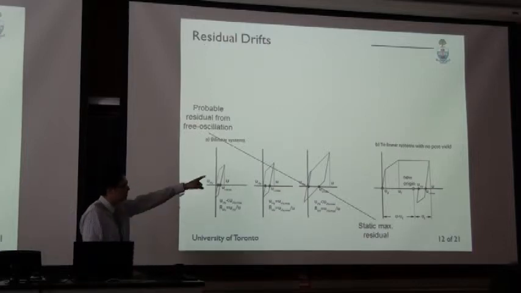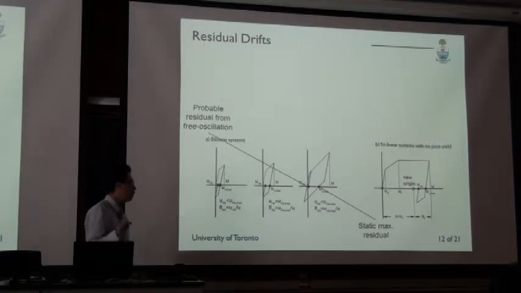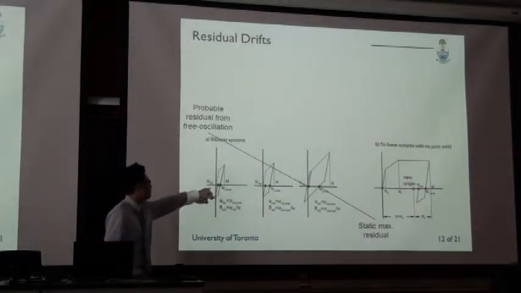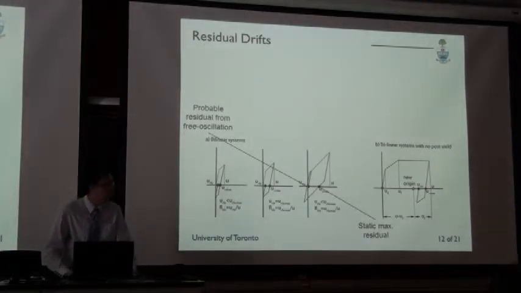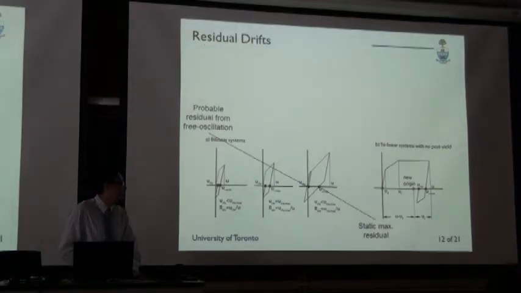In other words, if you let the system oscillate freely at the maximum response and ignoring the ground motion effect, you end up with this residual drift. And as you can see, this one is much less than the static maximum residual.